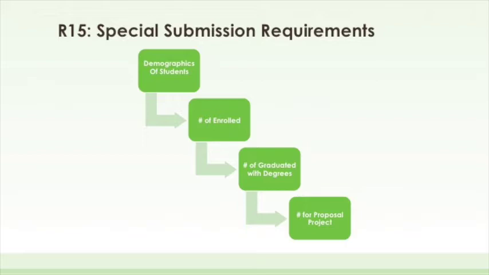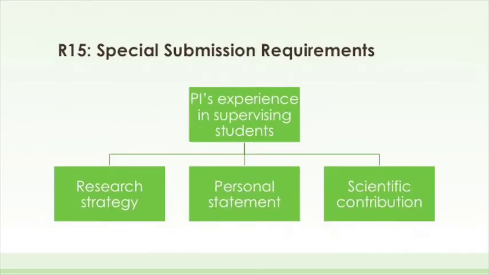For the student part, we need to talk about the demographics of the students, how many are enrolled, how many graduate with a bachelor's or advanced degree, and how many are available for this project. We also need to talk about the PI experience in supervising students. You can talk about it in the research strategy as the last piece. After you finish all the aims, you can talk about your experience and how you work with them, in the personal statement summary. You can also put one section in the scientific contribution. So these are 3 places you can use for your experience in supervising students.